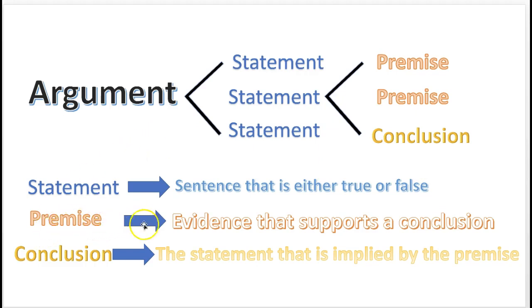Now, what is a premise? A premise is evidence that supports a conclusion. What is a conclusion? A conclusion is the statement that is implied by the premise. So an argument is a group of statements that can be separated into premise and conclusion.